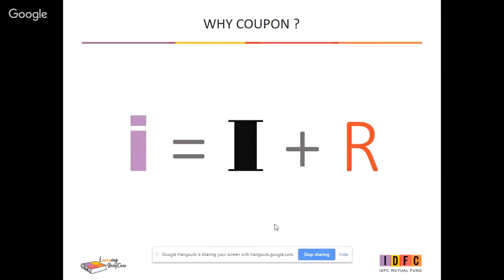When you look at coupon, the question is, how does somebody set this rate of coupon? How is this interest rate set out in the market? I'd like to present before you a formula. The formula is pretty simple. It is small i is equal to big I plus R.